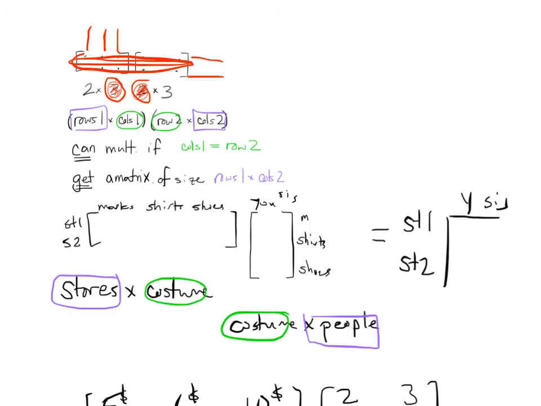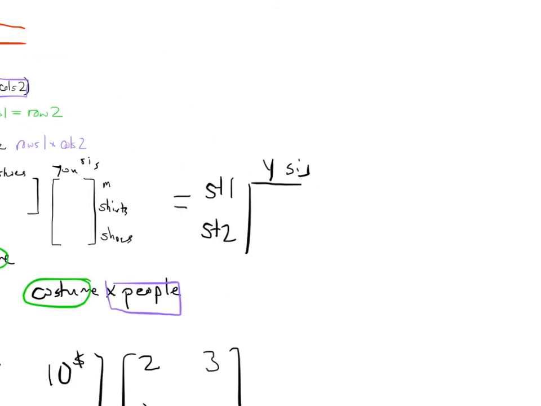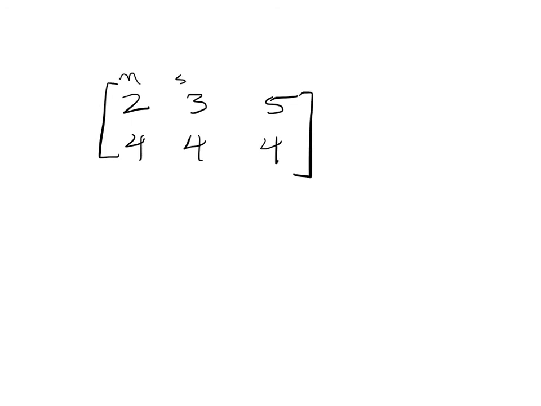masks and shoes? So what you're telling me is you really want masks, shoes, and shirts. But the store only has masks and shoes. So let's deal with this. Let's say the store still charges $2, $3, and $5, and then the other store charges $4, $4, and $4, and these are masks, shoes, and shirts.